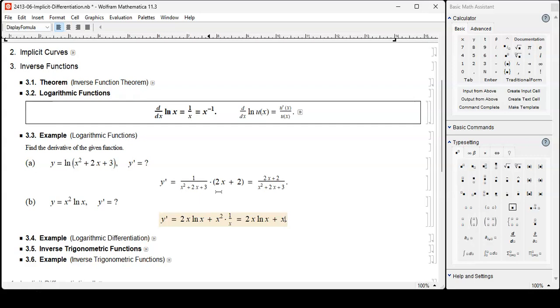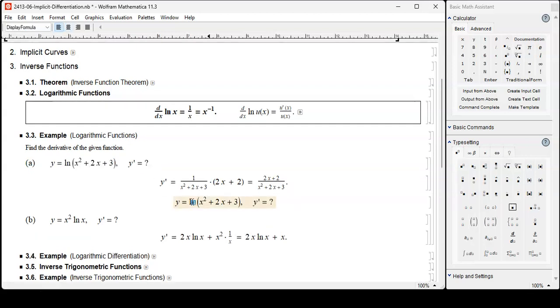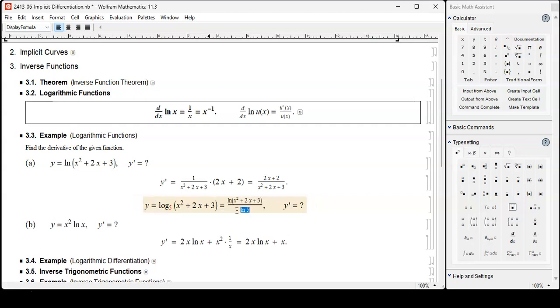Okay, now what if we have an arbitrary base problem, for example, like this one? Let me make up something. Let's see, like this. Base 5, for instance. In that case, what's the derivative? Well, let's simplify this a little bit using the change of base formula, and then divide by natural log of 5. That's a change of base. And then that's 1 over log of 5 times natural log of x squared plus 2x plus 3.